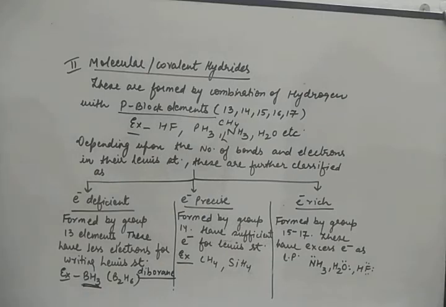The next is electron precise. These are formed by group 14 members and these have sufficient number of electrons as required for writing the Lewis structures, means the octet is complete. Now group 14 means carbon, silicon, so we have CH4, we know it is methane, SiH4, it is known as silane.